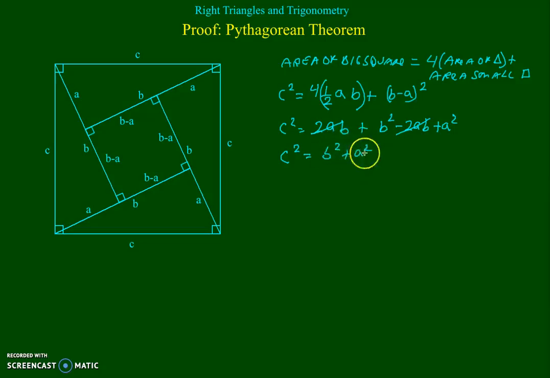So the sum of the squares of the legs, a and b, equals the square of the hypotenuse. And there's your proof of the Pythagorean theorem a la Bhaskara.